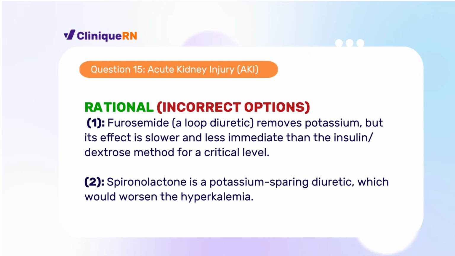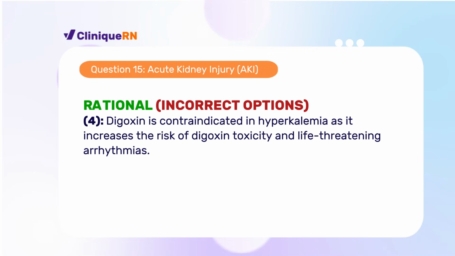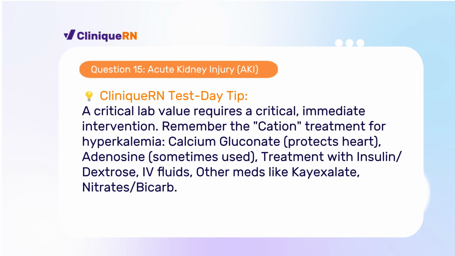Incorrect options. 1. Furosemide, a loop diuretic, removes potassium, but its effect is slower and less immediate than the insulin or dextrose method for a critical level. 2. Spironolactone is a potassium-sparing diuretic, which would worsen the hyperkalemia. 4. Digoxin is contraindicated in hyperkalemia as it increases the risk of digoxin toxicity and life-threatening arrhythmias.